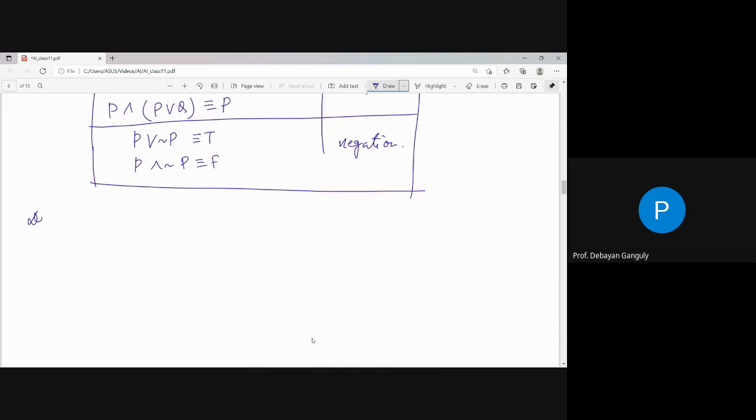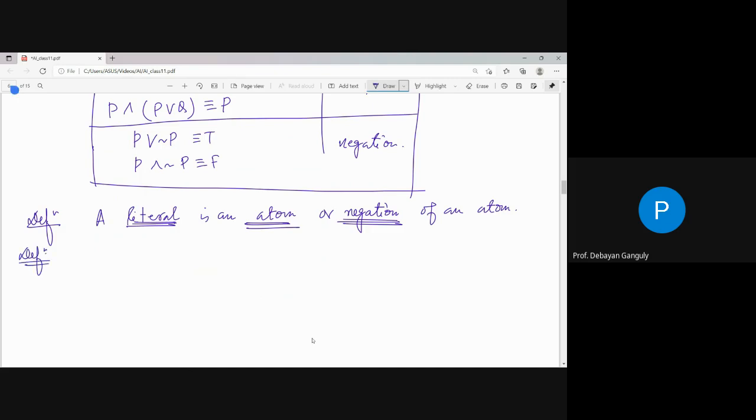Now, what is the importance of this particular formula? So what do we know? We know a literal. A literal is an atom or the negation of an atom. This is a simple thing. That means a literal is an atom or the negation of an atom.